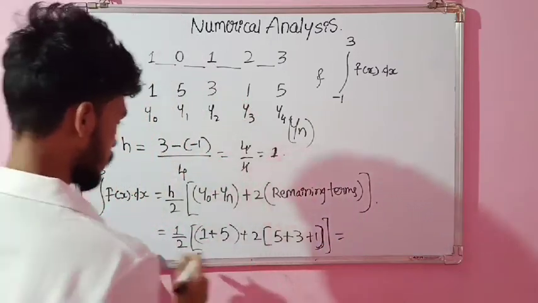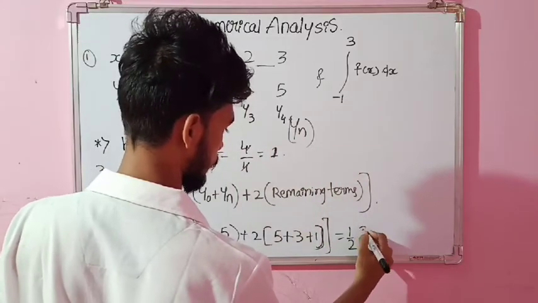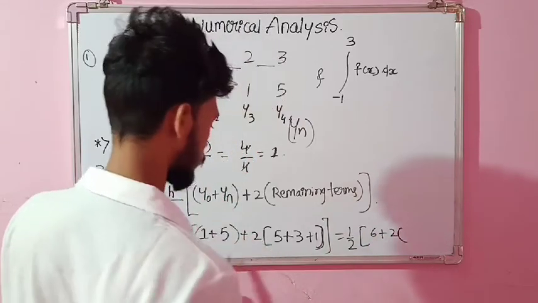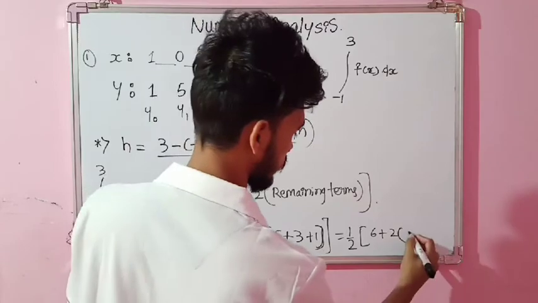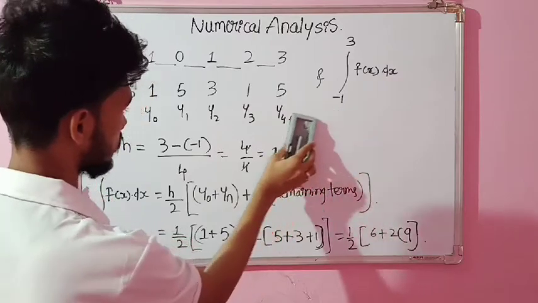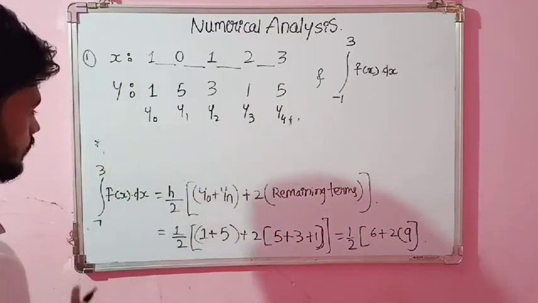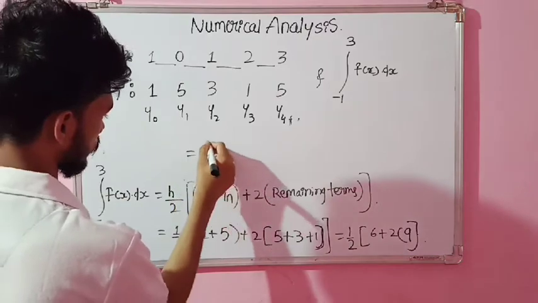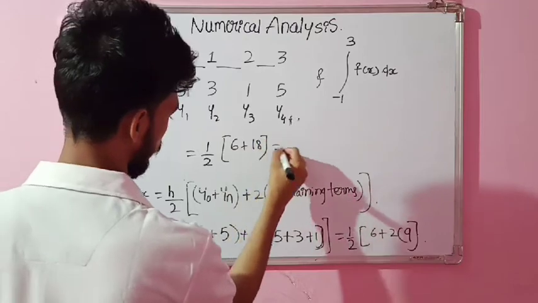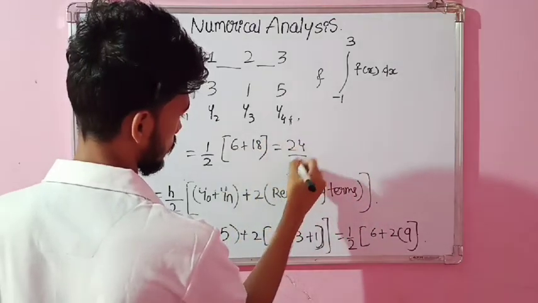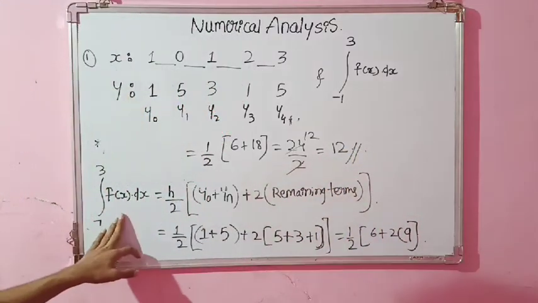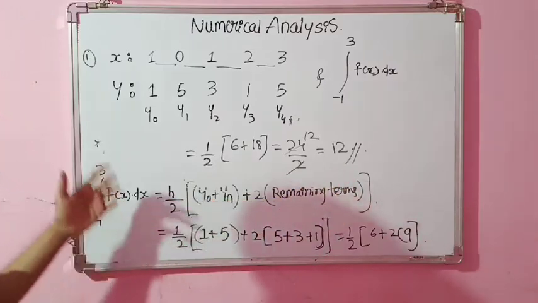So how much will it become? 1 by 2 as it is. 6 plus 2 into 5 plus 3 is 8, 8 plus 1 is 9. So finally it becomes 1 by 2 into 6 plus 18, which equals 24 by 2. So your answer is 12. The value of this definite integral is equal to 12 with the help of the trapezoidal rule.